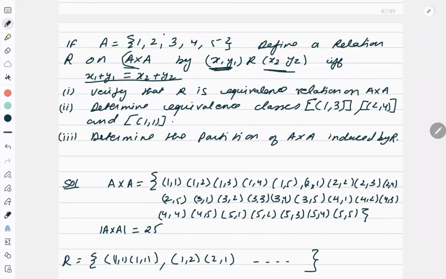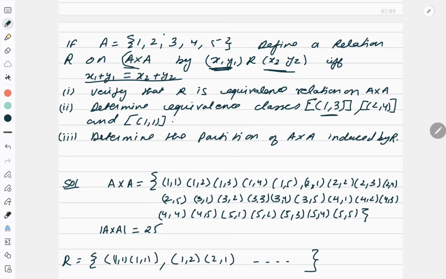Okay. So now what you have to do is verify that the relation is an equivalence relation. Then we have to find out the equivalence classes. See here, now I am finding out the equivalence class of (1, 3), which is an ordered pair. Same way (2, 4) and (1, 1). And then I have to find out the partition also. Now first step, what is A cross A? We all know how to form A cross A. Though they have not asked, just for your understanding, I have written A cross A also.